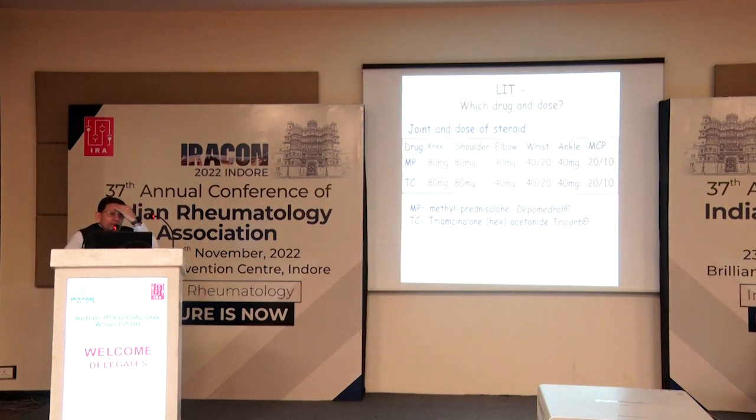What drug and dose should one use? The two most widely used drugs are methylprednisolone or triamcinolone. And these are the depot preparations where they tend to last in the joint for some length of time, as opposed to, say, a more soluble preparation like hydrocortisone. For a large joint, one would use 80 milligrams, so knee, shoulder, 80 milligrams for each injection. A slightly smaller joint, 40 milligrams at the elbow or the wrist.